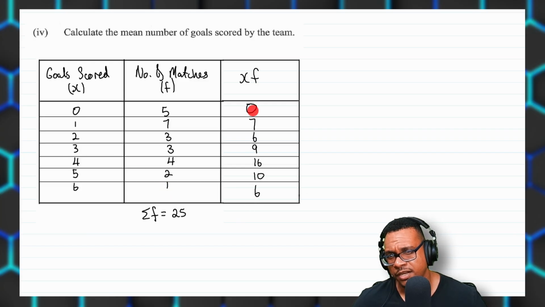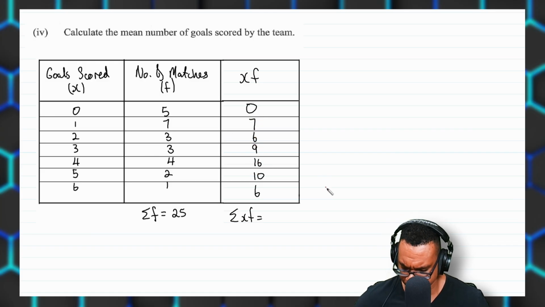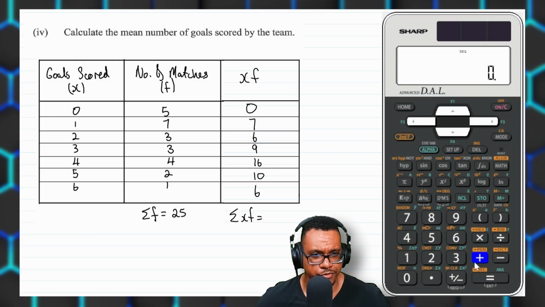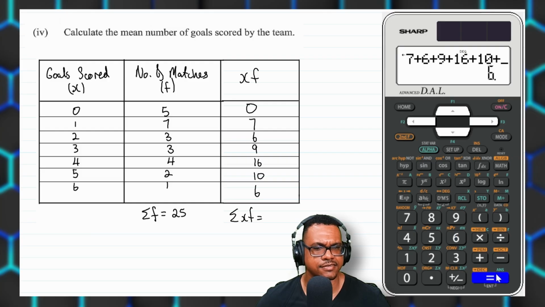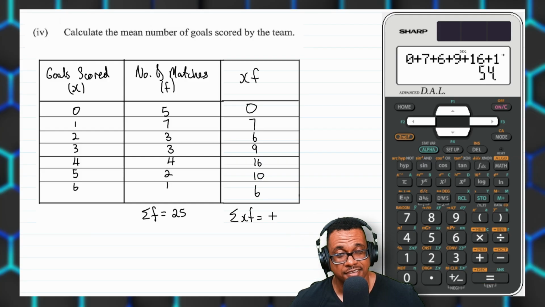And now what we want to do is add up all these numbers here, which will be sigma xf. So sigma xf is equal to, and we can use our calculator to do this. So we'll have 0 plus 7 plus 6 plus 9 plus 16 plus 10 plus 6. And that's equal to 54. So sigma xf is equal to 54.